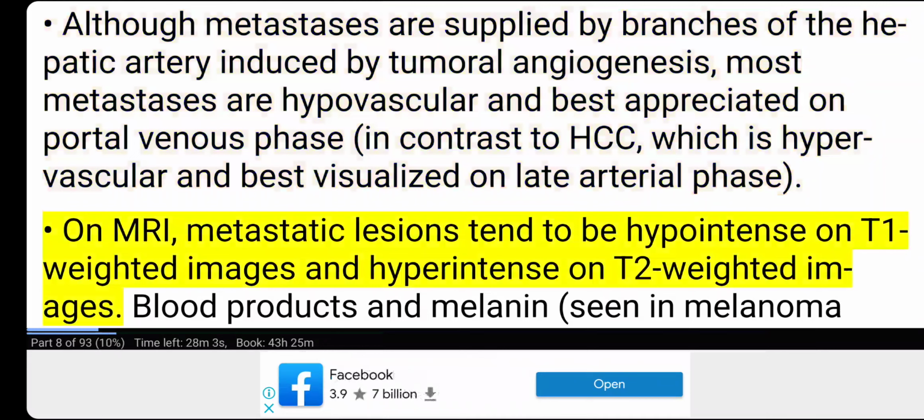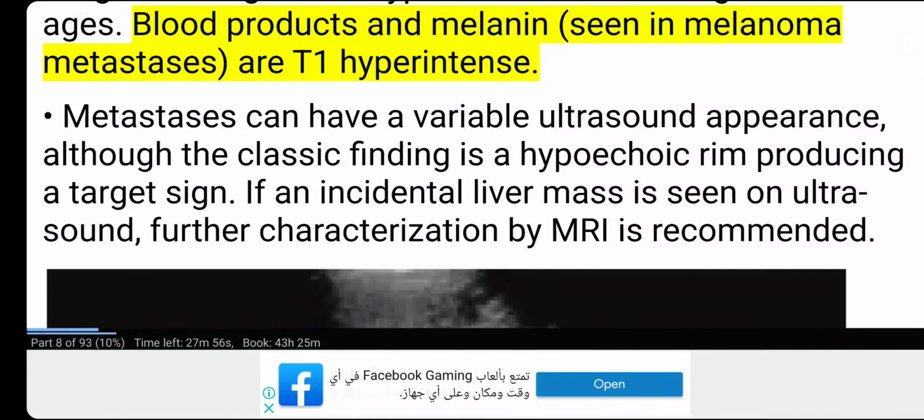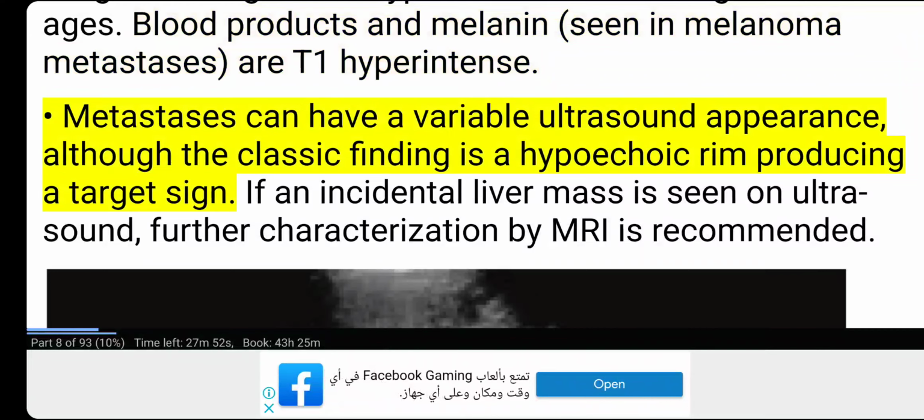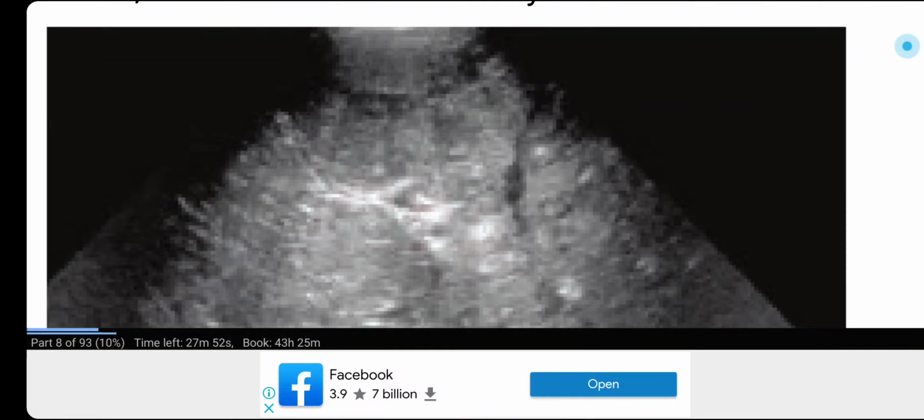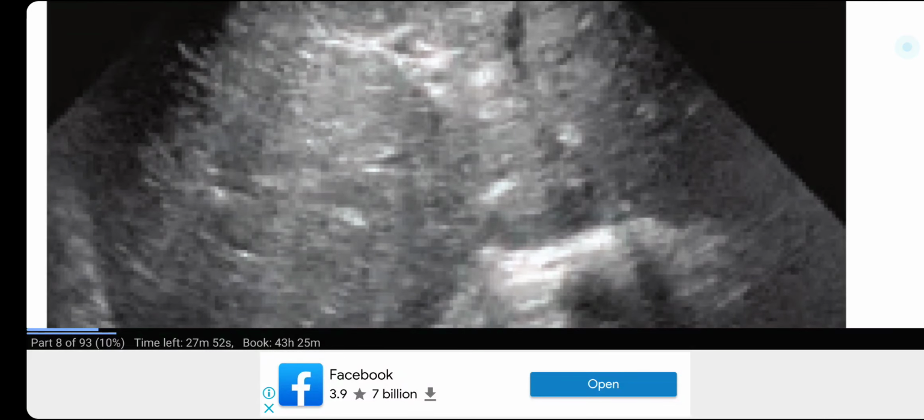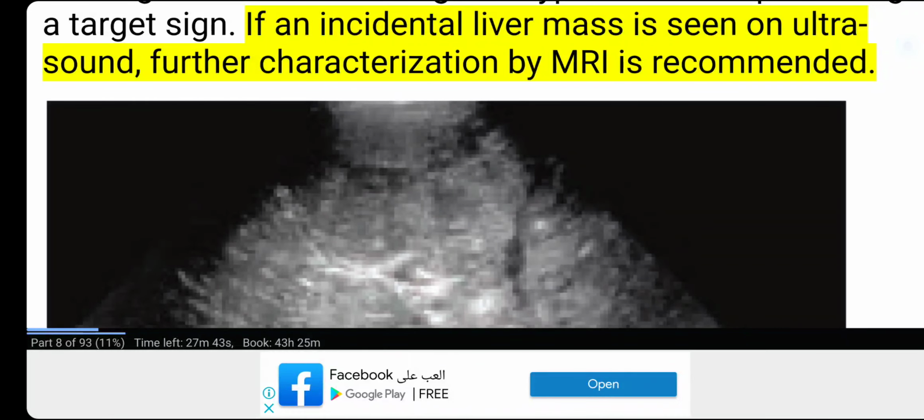On MRI, metastatic lesions tend to be hypointense on T1 weighted images and hyperintense on T2 weighted images. Blood products and melanin, seen in melanoma metastasis, are T1 hyperintense. Metastasis can have a variable ultrasound appearance, although the classic finding is a hypoechoic rim producing a target sign. If an incidental liver mass is seen on ultrasound, further characterization by MRI is recommended.